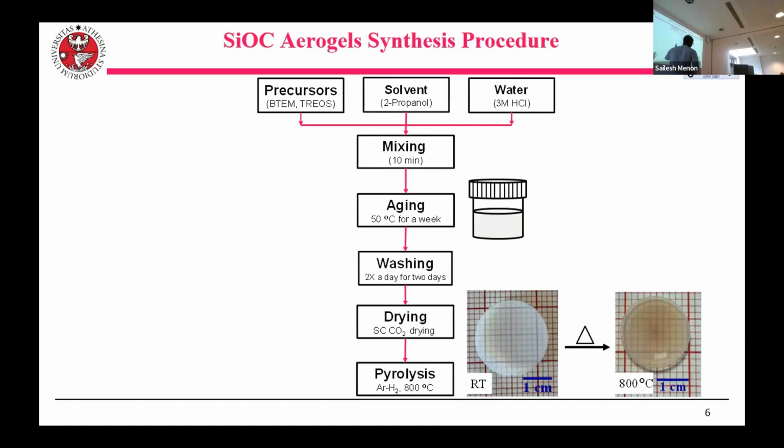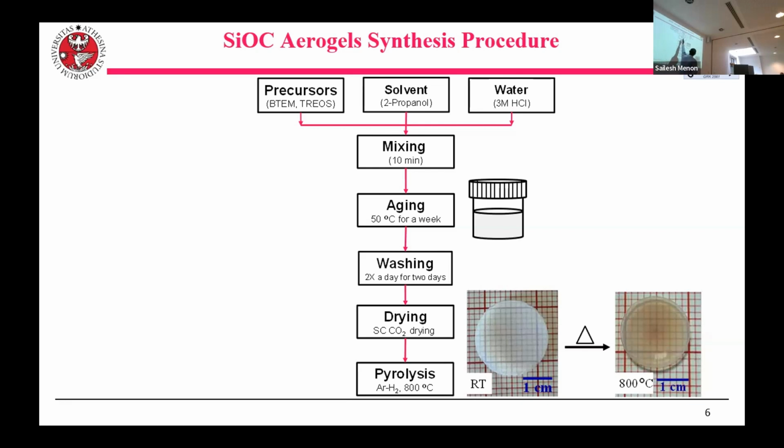Now, when it comes to the synthesis procedure, we will mix appropriate amounts of the silicon precursor, the isopropanol, and water. Initially, we first mix the precursor with the solvent. Then after 5 minutes of mixing, we add the acidic water. Then the hydrolysis and condensation reaction takes place within 5 minutes.